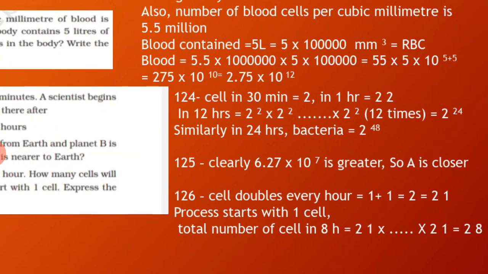That means 1 plus 1, 2. That means 2 raised to power 1. This is also 2 raised to power 1. Process starts with one cell. So total number of cells in 8 hours will be 2 raised to power 1 into 2 raised to power 1 into like that till 8 times. So finally it is going to be 2 raised to power 8. These are not 21. This is actually 2 raised to power 1 and 2 raised to power 8.